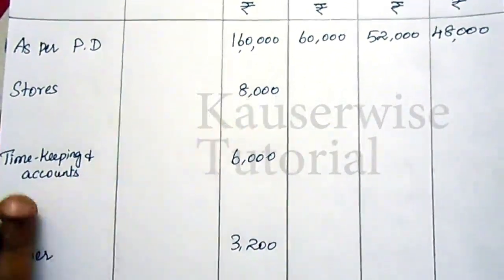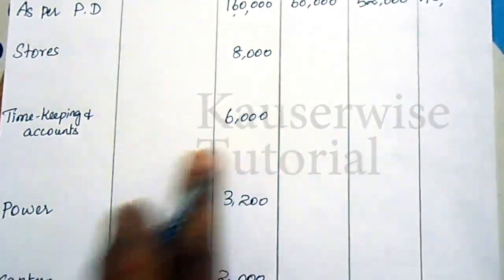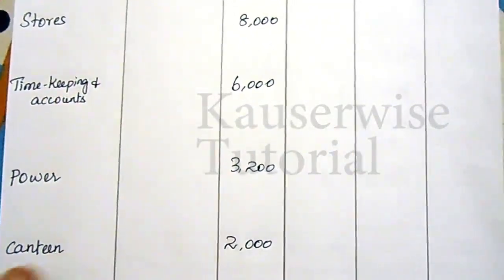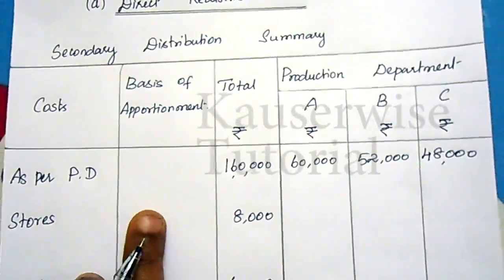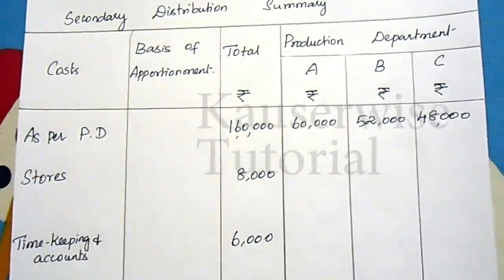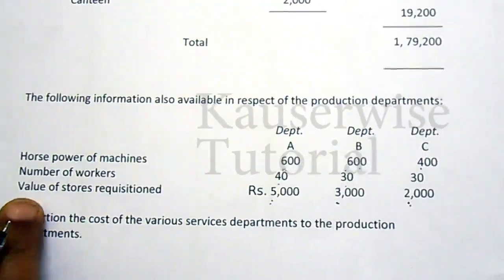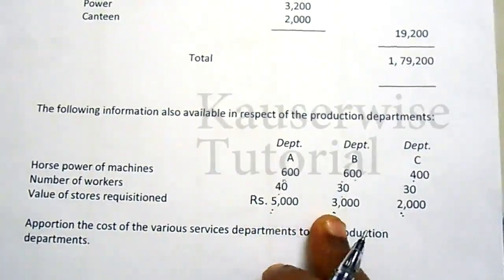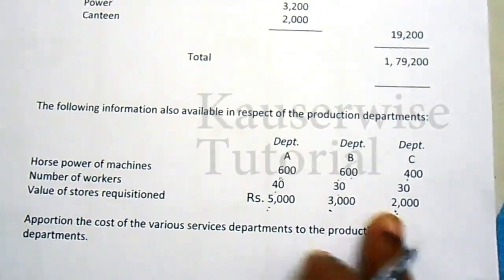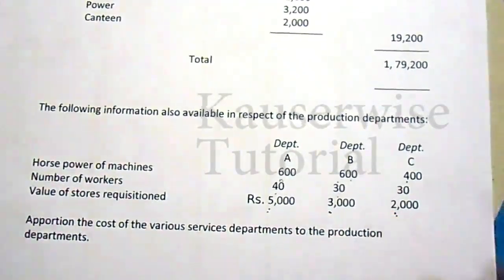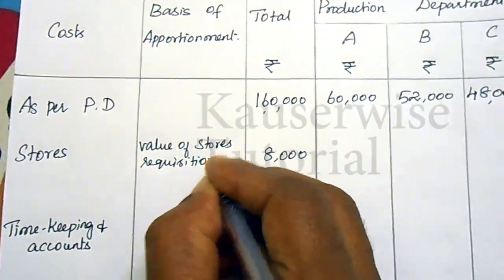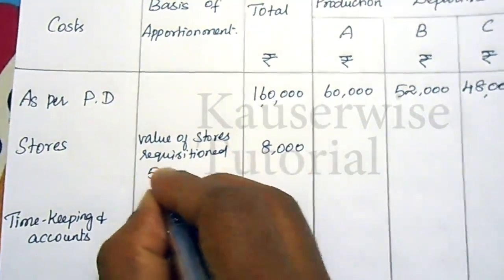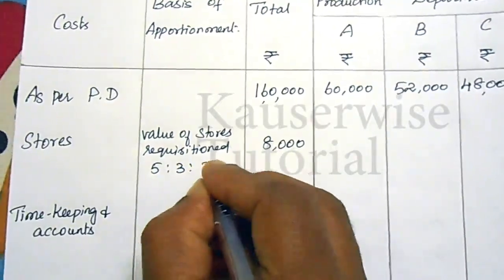Stores 8,000, timekeeping and accounts 6,000, power 3,200, canteen 2,000. Now you have to write the basis of apportionment for each and every item separately. For stores, you have to take the value of stores required. That is for A 5, for B 3, for C 2. 5 is to 3 is to 2.